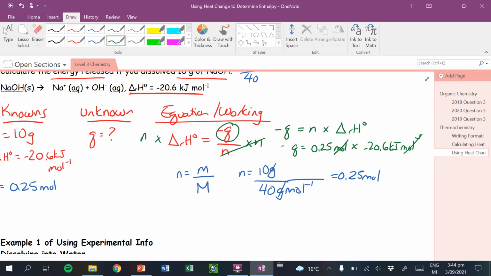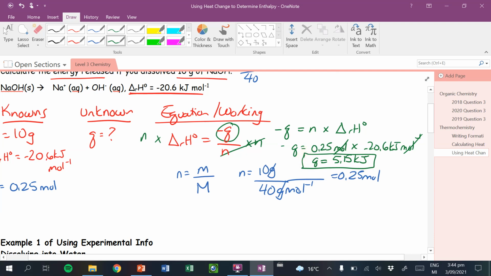times negative 20.6, so I get negative 5.15, but if I do the change in that symbol, it's going to actually be positive 5.15, and that's kilojoules. And that's my final answer. It needs to be in 3 significant figures, and that's what we're looking at.